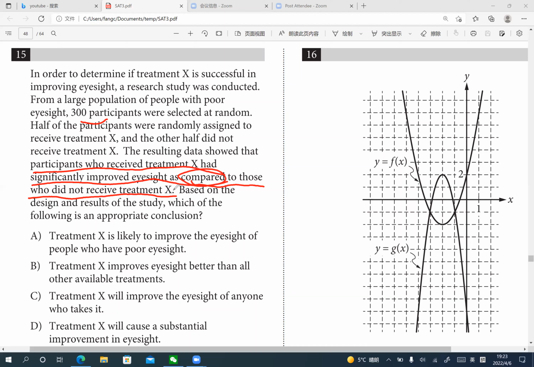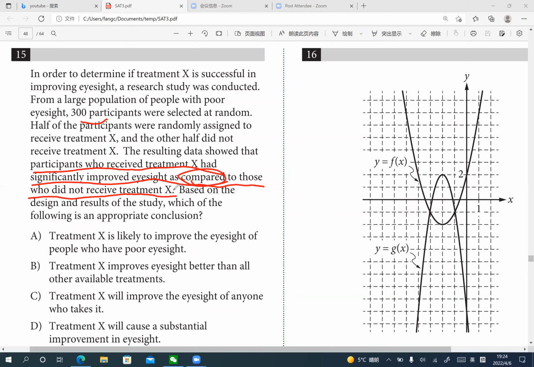Option A, treatment X is likely to improve the eyesight of people who have poor eyesight. So option A is an accurate statement. Option B, treatment X improves eyesight better than all other available treatments. There is no survey on other treatments, so we can't get that conclusion from the given information. We can't say treatment X is better than all other available treatments.